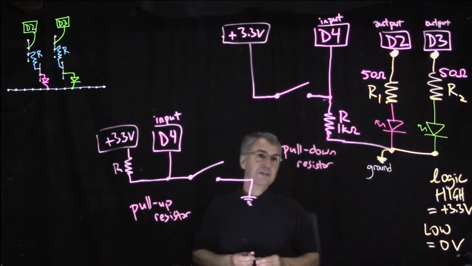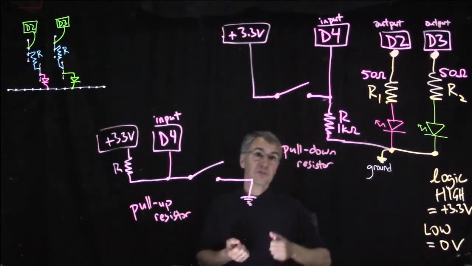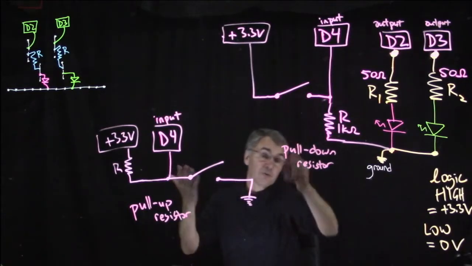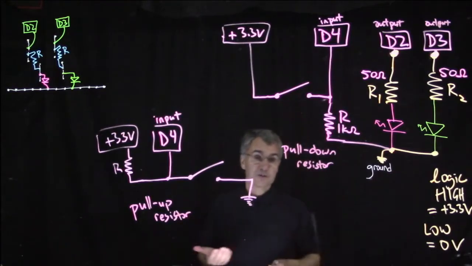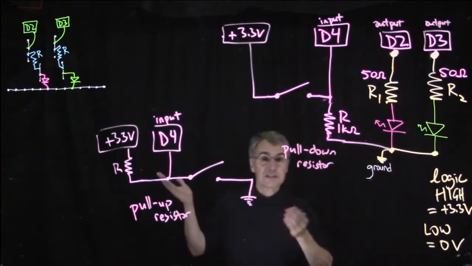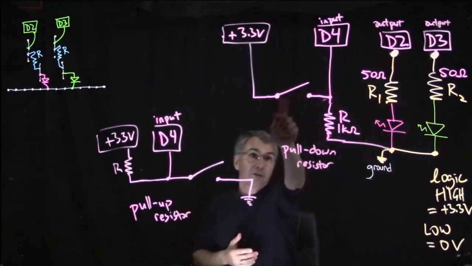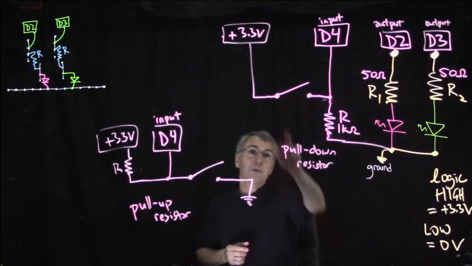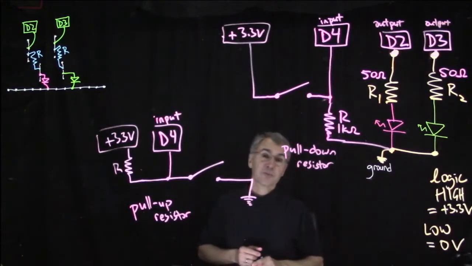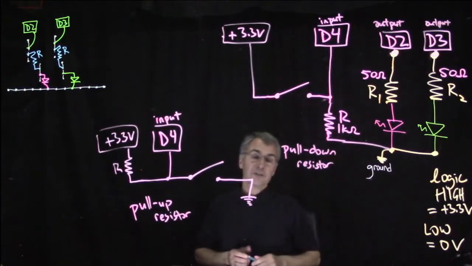So the key idea is that 1 kilo ohm is a much smaller resistance than infinity. An open switch is infinity, but it's a much bigger resistance than 0. A closed switch is 0. Now it's not really infinity or 0, but when this switch is closed, its resistance is much smaller than 1 kilo ohm, and when this switch is open, its resistance is much bigger than 1 kilo ohm. So that's the trick with the pull-up or pull-down resistor.